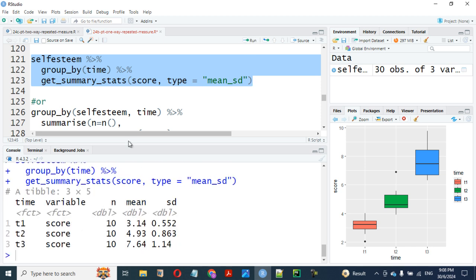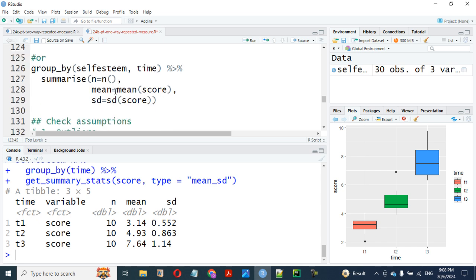When you run this, you have T1, T2, T3. You have the score here, and the number is 10 for each time point. We have the mean of 3.14, 4.93, and so on. We also have SD, the standard deviation. If you want to use this other method, you are welcome also. This one is our usual normal method. We just summarize: we pass our N here, our mean here, our SD here for each score. Our self-esteem is our table, then our grouping variable is our time. Just pass it here and run it like this.